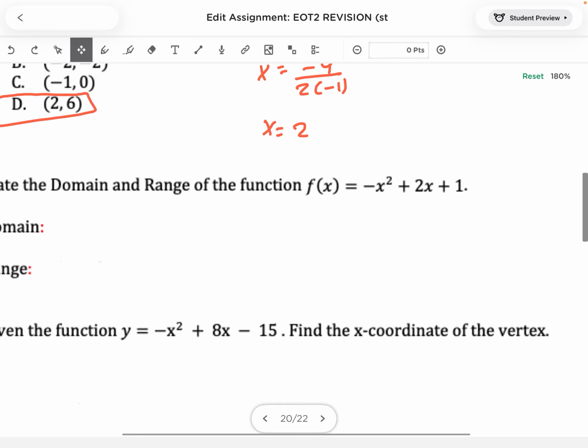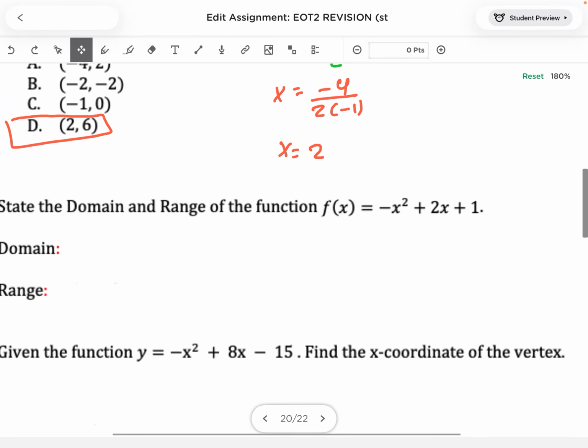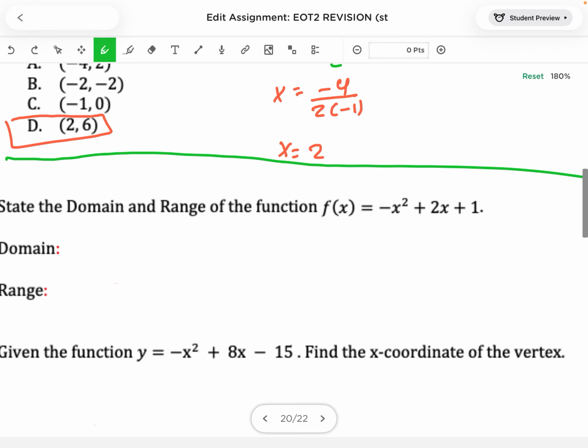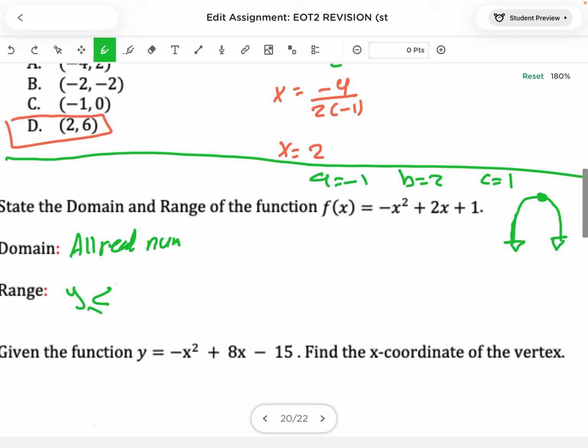We need to find domain and range for this question. Okay. A is -1, B is 2, C is 1. It's concave down. So the range will be y less than. Concave down, which means less than. The domain, we agreed, it is all real numbers.